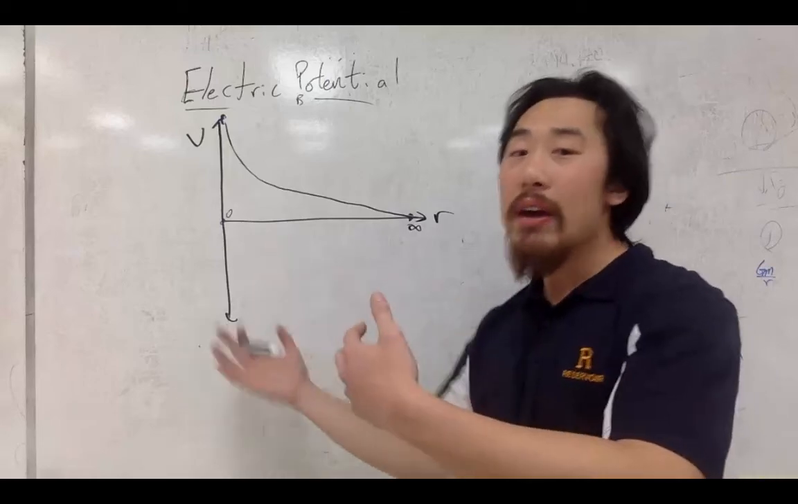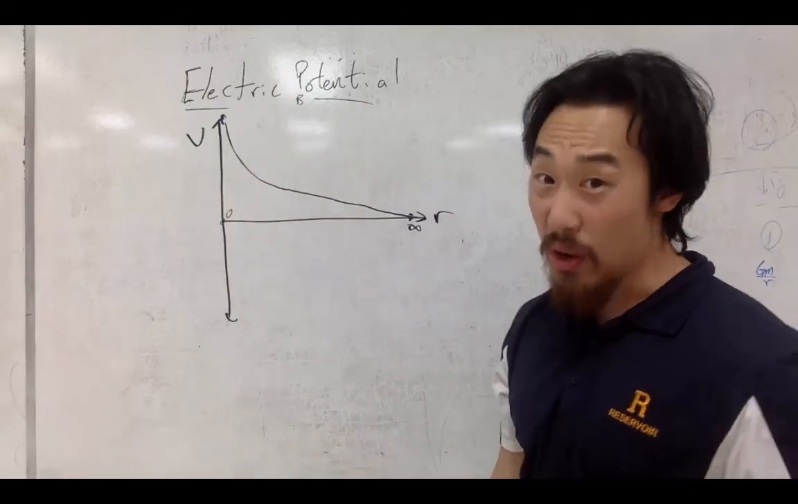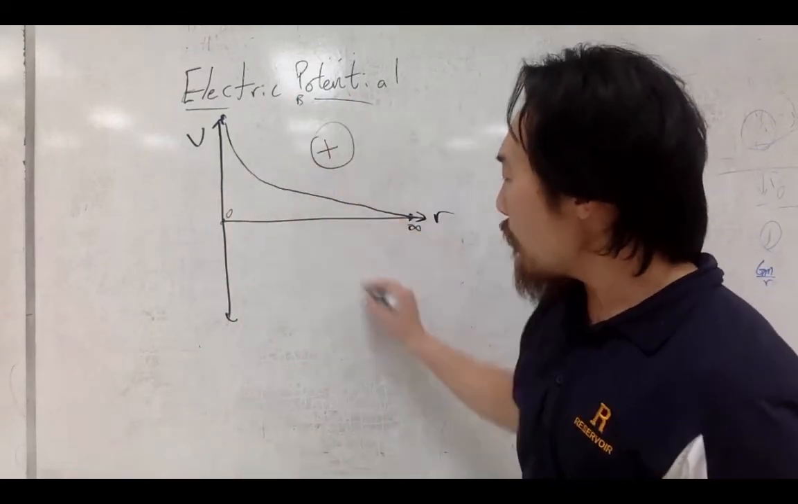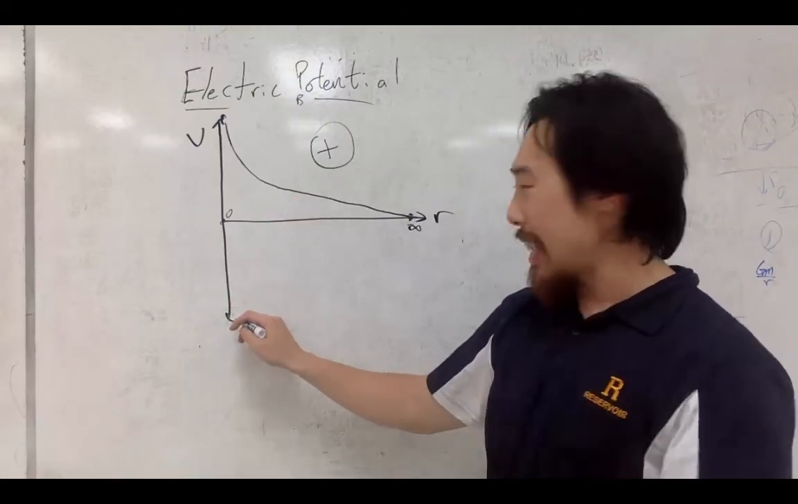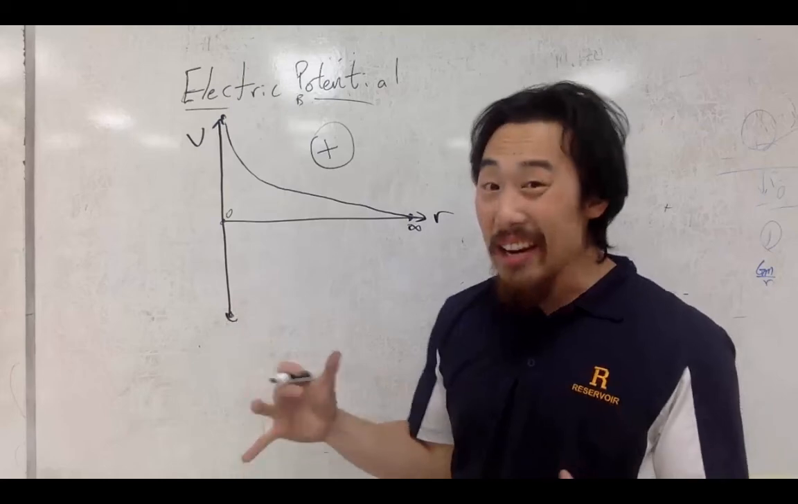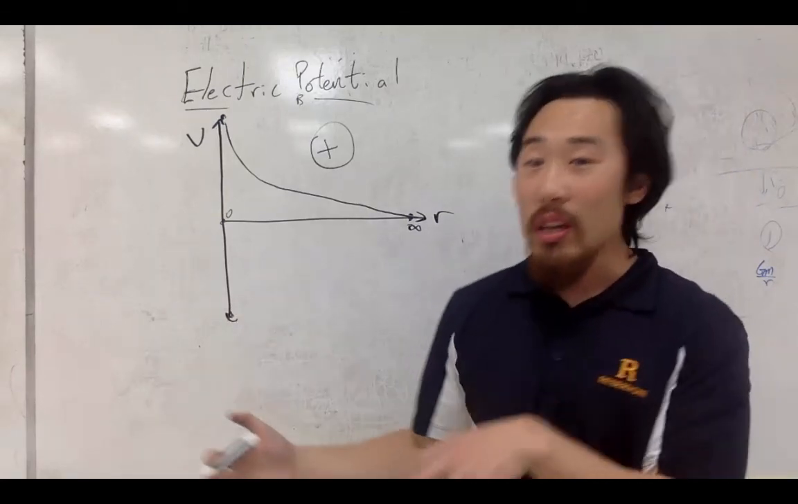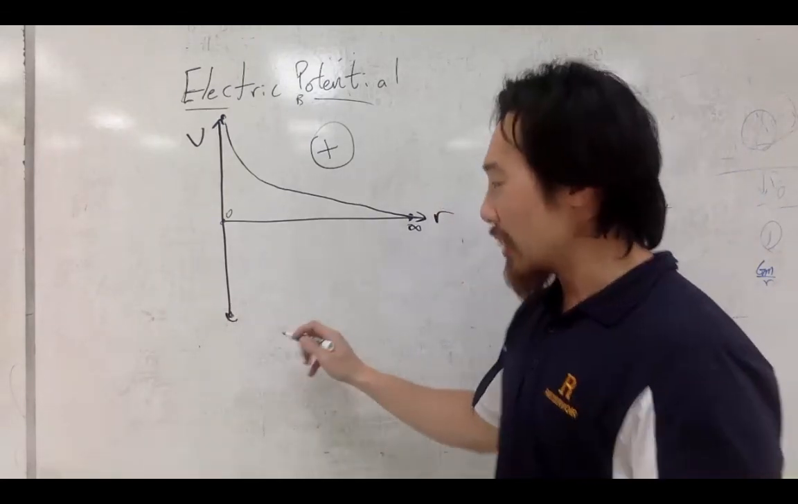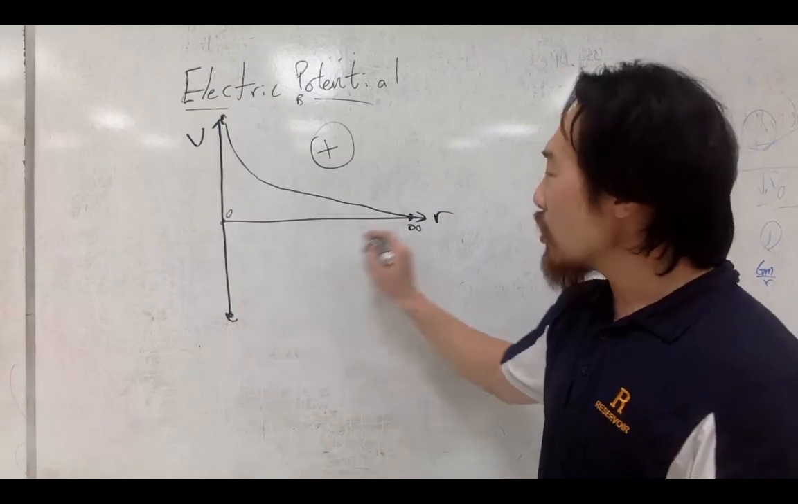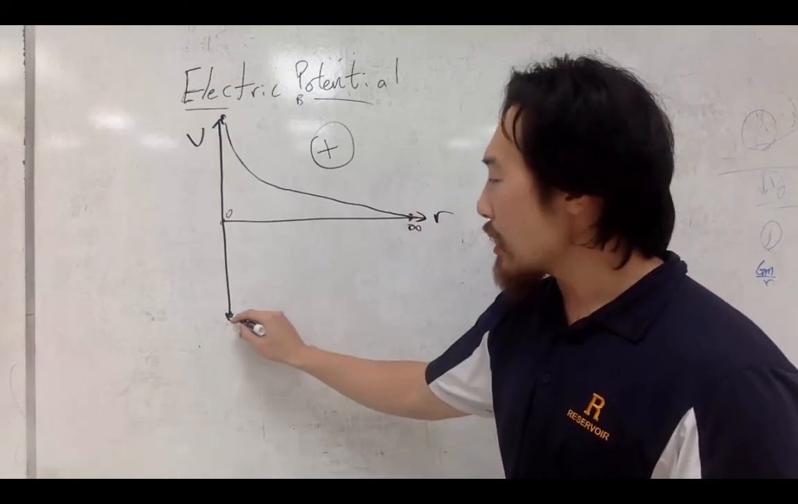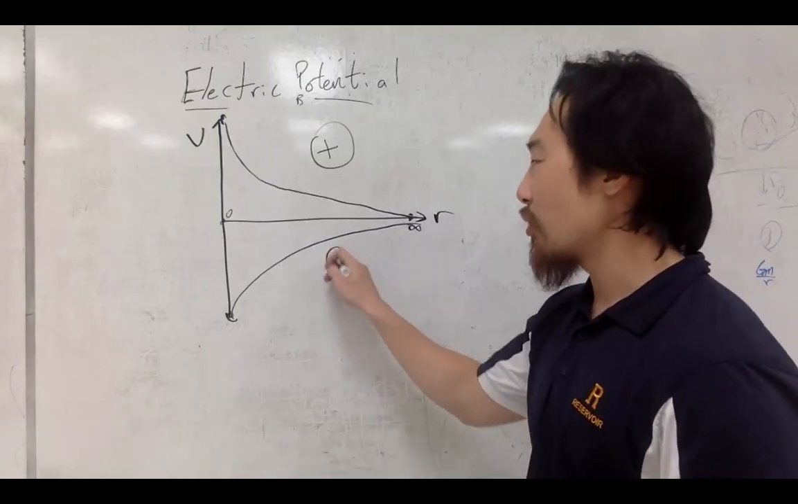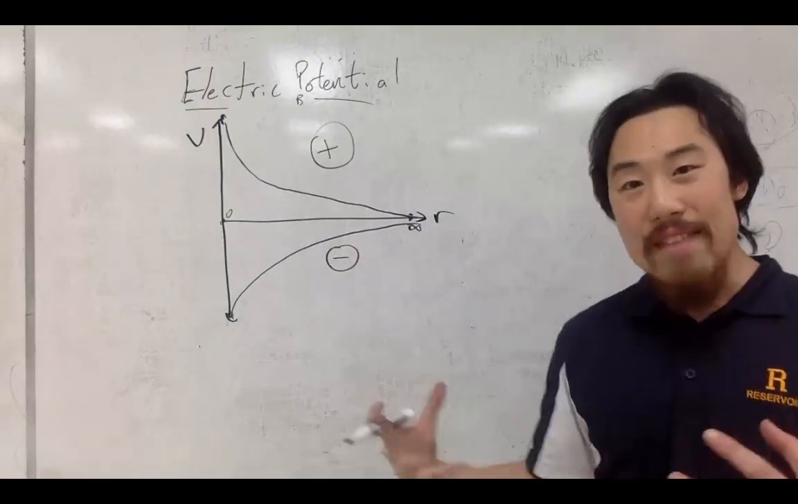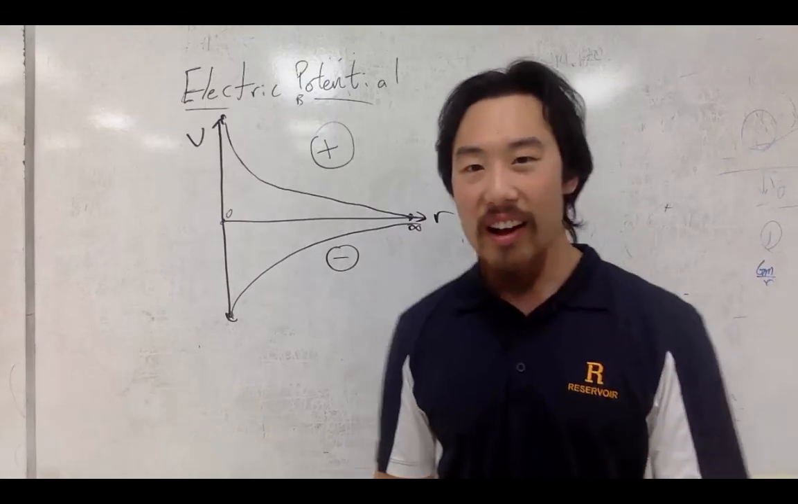And the inverse is true too. So if we have a negative charge, and we're super close to a negative charge, we have a lot of negative potential. Now that negative potential doesn't mean that it's bad or evil. It just means that's a negative charge. But the further out you go from the negative charge, it approaches 0. So we get this beautiful curve like that. And that's for a negative charge. This shows an inverse relationship. And that's it.